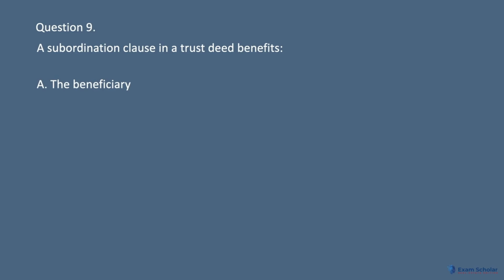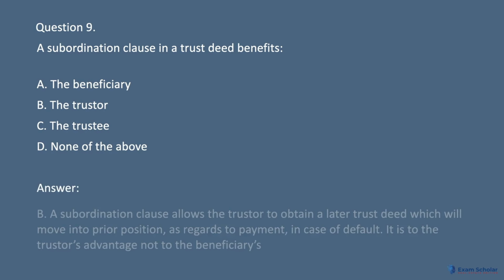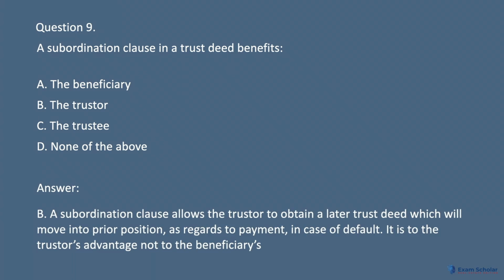Question 9. A subordination clause in a trust deed benefits: A. The beneficiary. B. The trustor. C. The trustee. D. None of the above. Answer: B. A subordination clause allows the trustor to obtain a later trust deed which will move into prior position, as regards to payment, in case of default. It is to the trustor's advantage, not to the beneficiary's.